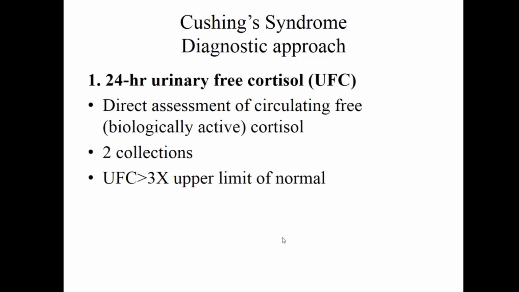So you have to do two collections of 24-hour urine. If the 24-hour urinary free cortisol is more than 3 times the upper limit of normal, then you know that this patient is suffering from Cushing syndrome. That means the cortisol in the body is high.